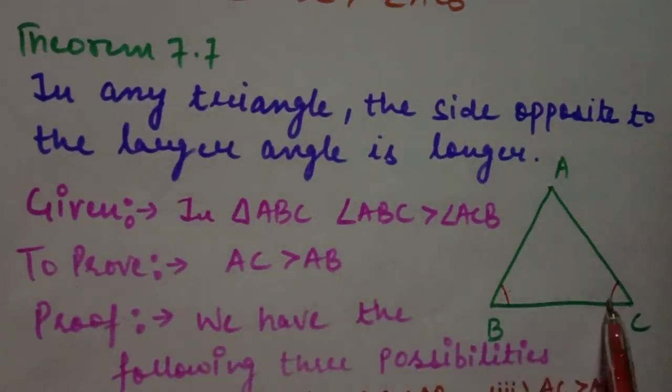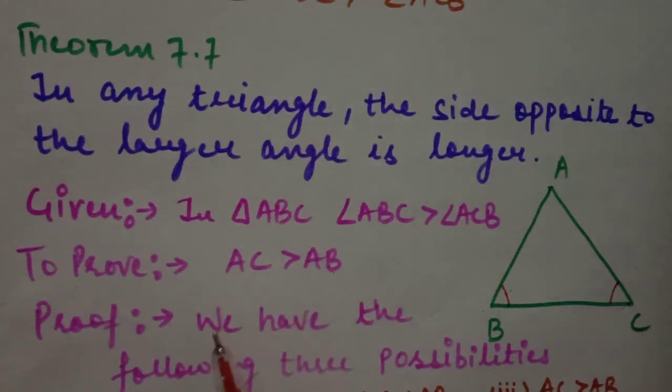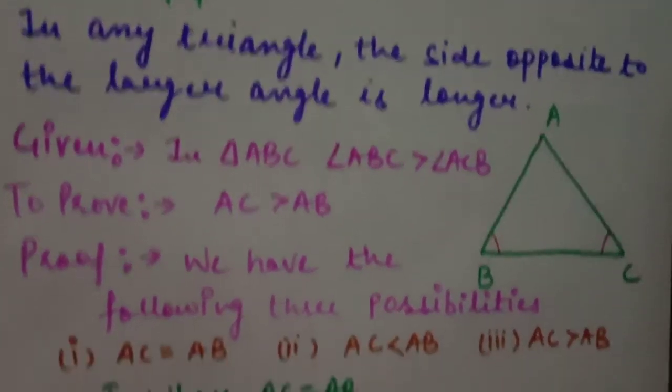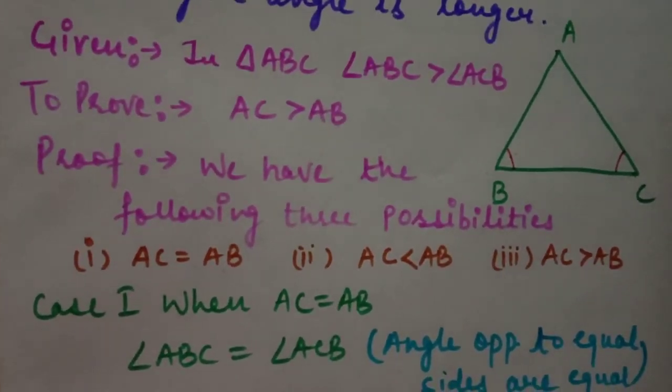Definitely, if I took the relation between these two angles, we have to prove the relation between the two sides which are present opposite to them. So angle B is present opposite to AC, angle C is present opposite to AB. So we have to prove that AC is greater than AB. For this, we have the following three possibilities. Because we don't know the actual situation, we will take three possibilities.